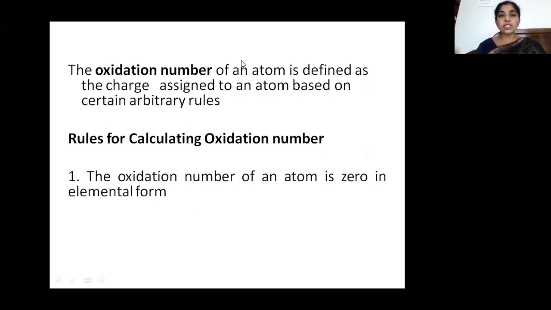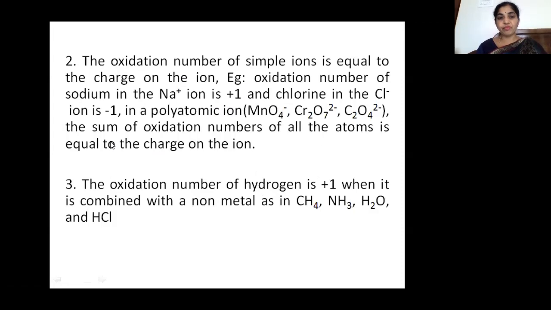The oxidation number of an atom is defined as the charge assigned to an atom based on certain arbitrary rules. So let us look for such rules. What are those rules which will be helping in calculating oxidation number? The oxidation number of an atom is 0 in elemental form. The oxidation number of simple ions is equal to the charge on the ion.